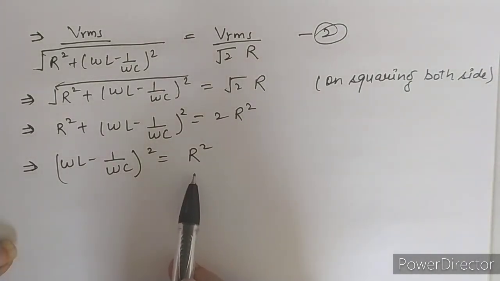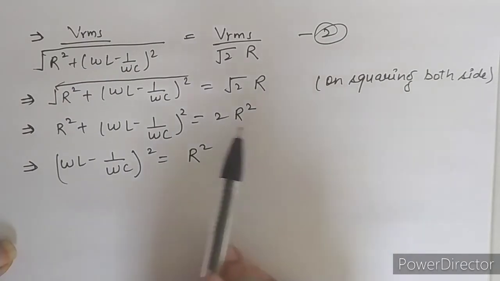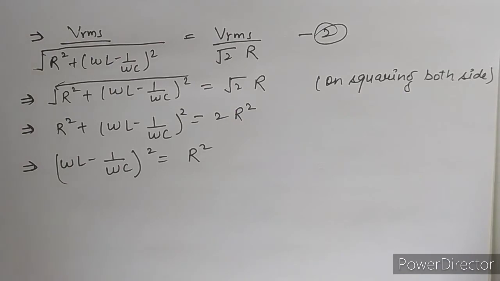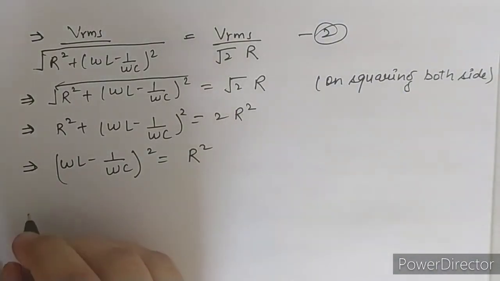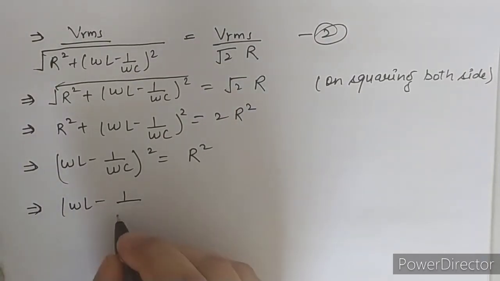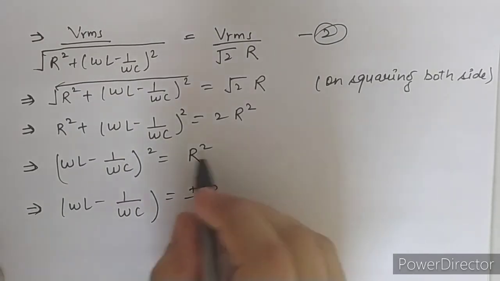Why is R square coming here? Because this R square goes this way, it will be in the minus form. So 2R square minus R square, only R square plus R square is remaining. Now you know the square values can be positive and negative as well. So omega L minus 1 upon omega C is equal to plus minus R, because both have the value of square.